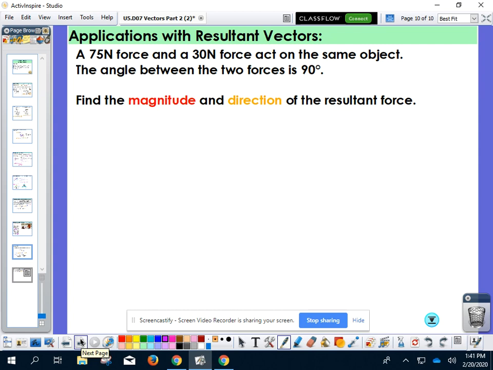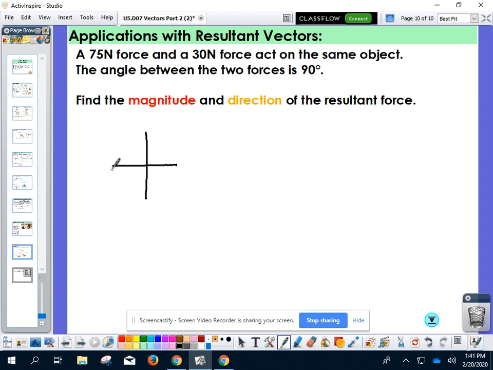All right, and our last and final example for today would be using a little mini application problem. We'll look at this more in depth tomorrow as well, with our next lesson, which is vector applications. This one says that a 75 Newton force and a 30 Newton force act on the same object, and the angle between them is 90 degrees. We're going to find the magnitude and direction of that resultant force.